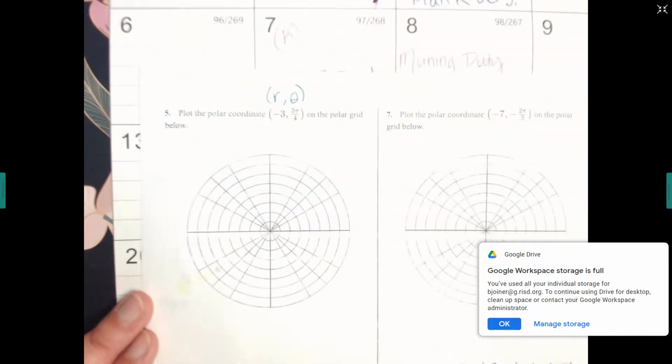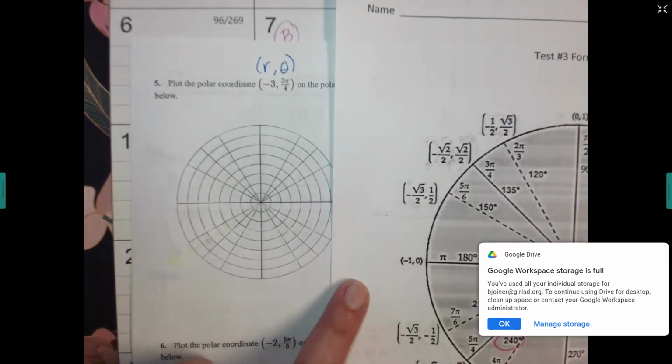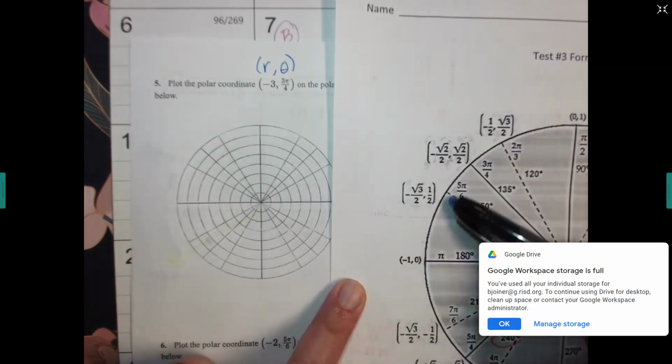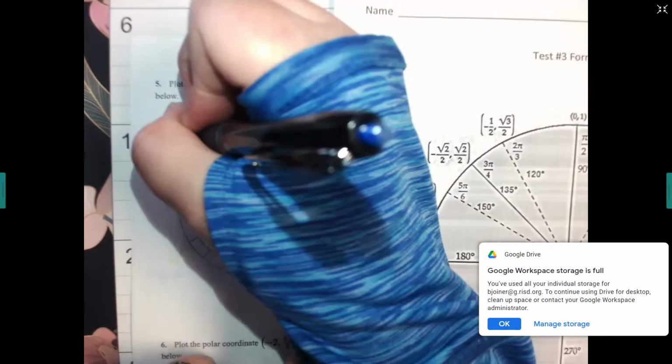All right, so it's r comma theta. So for the next one, I want to find 3 pi fourths. So if you have your unit circle, you can find it on there. If not, then just go back and flip to number 1 where they're all labeled. So I see that 3 pi fourths on my circle is this center click right here. So that means that this is 3 pi fourths here.